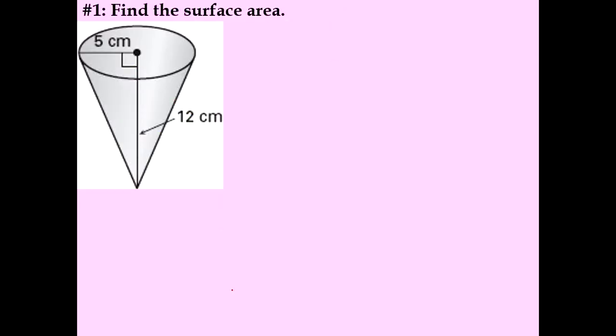So here's the first example. We have to find the surface area, and they gave me the radius is 5, so this is r. And then, like I said, they gave me the height, but I want to find L. So right away, surface area is equal to pi r squared plus pi r L. The first thing we have to do is find L. So we have this triangle.